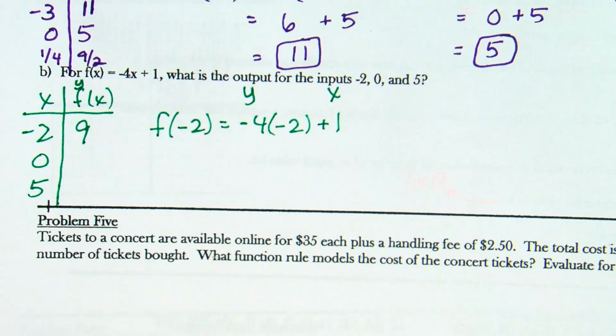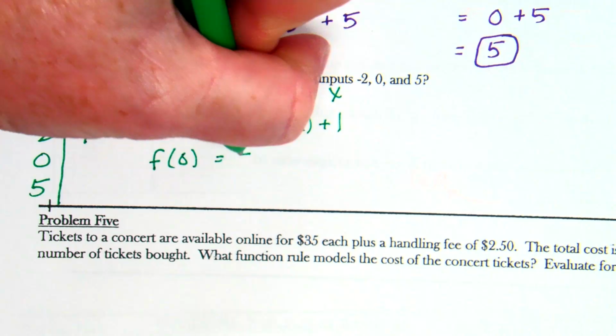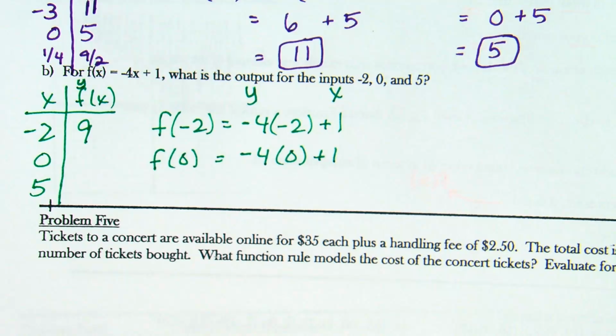You're doing f of x. Next time, we're going to put in 0. Negative 4 times 0 plus 1. Negative 4 times 0 is 0, plus 1. Ooh, tough math. 1. And then we're going to put in 5.